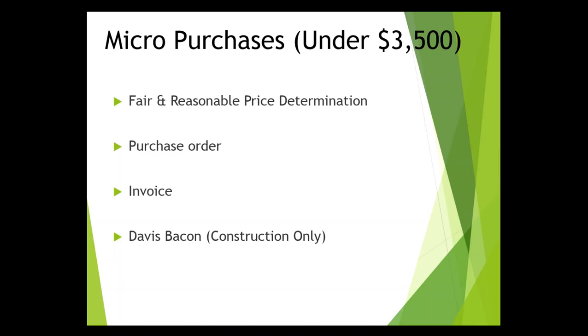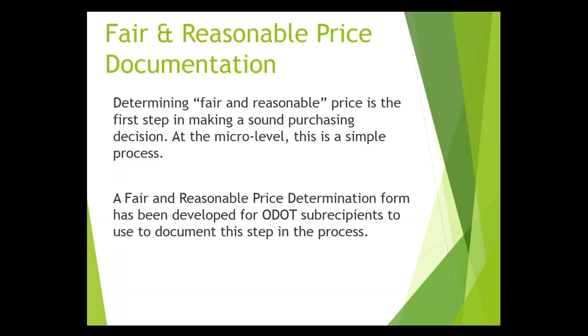For micro-purchases under $3,500, the documentation required is fairly simple. First, the fair and reasonable price documentation. Every contract award must include a determination that the price is fair and reasonable. This is for micro-purchases, for all purchases. The FTA really wants to know that we're spending their dollars wisely. The extent of the analysis depends on the value and nature of the contract. At the micro level, it's a fairly simple process, but you still must document that you've determined the price is fair and reasonable. We've developed a fair and reasonable price determination form to help with that.